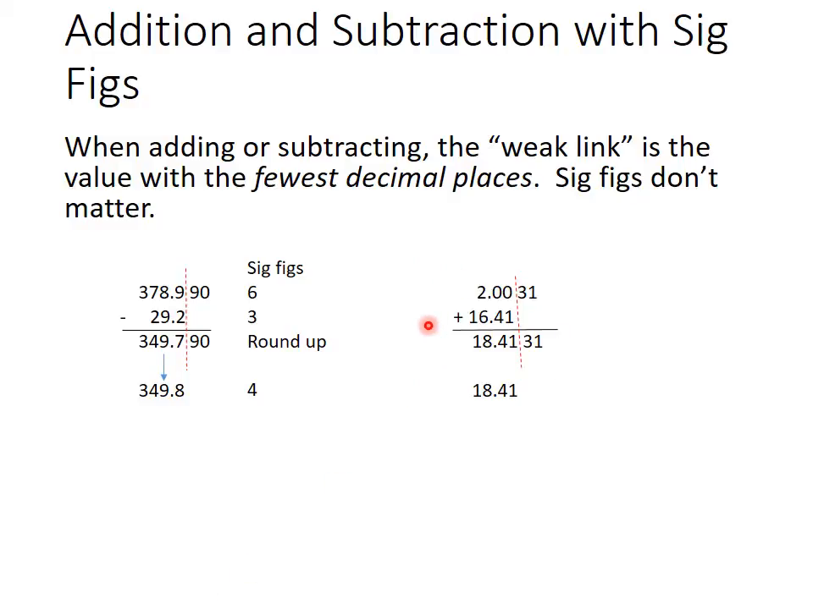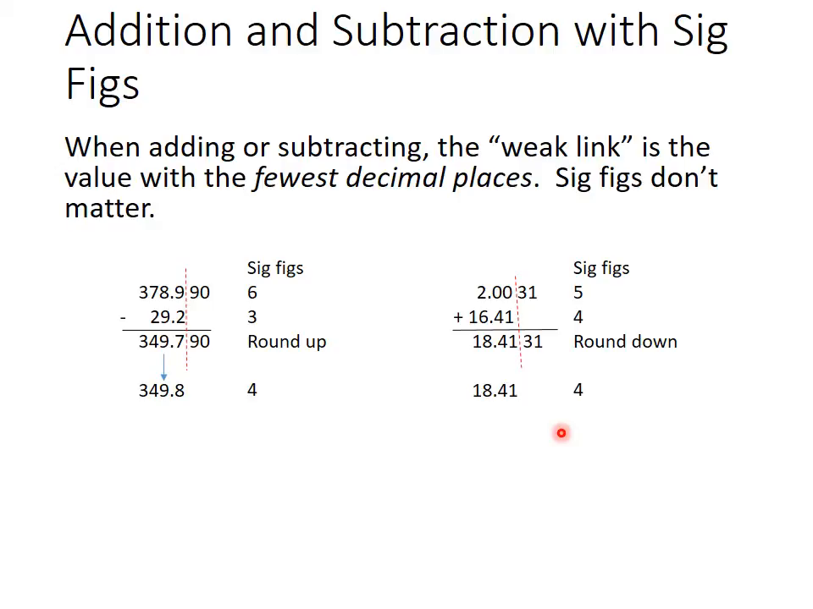2.0031 plus 16.41. In this case, we're limited to the hundredths place. Draw that dividing line. We add 2.00 to 16.41 to get 18.41. We carry down our ignored decimal places, and they tell us we can round down, giving us a final answer of 18.41. Looking at significant figures, we had 5 and 4 sig figs in our starting values, and our answer ended up having 4.